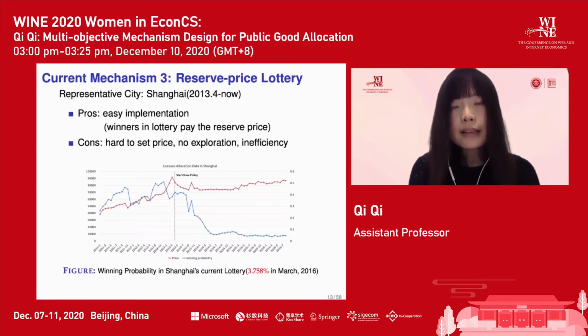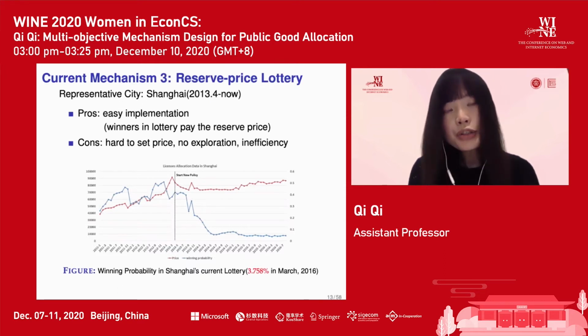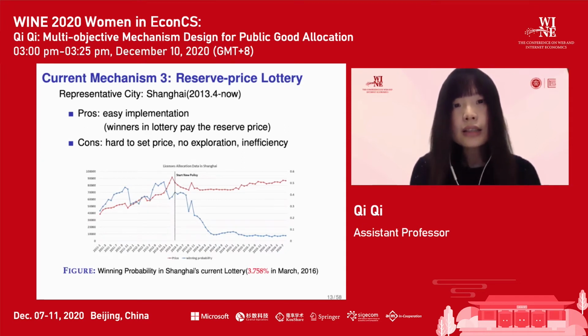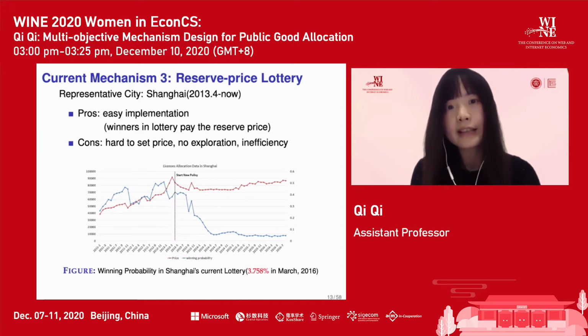Another mechanism currently used is called the reserved price lottery, for example in Shanghai. We set some price, so you need to pay at least a certain amount, but still the highest bidder has a higher probability to get the plate. It is easy to implement, but it is hard to set this reserve price. And again there is no exploration, and there is some inefficiency in some way.